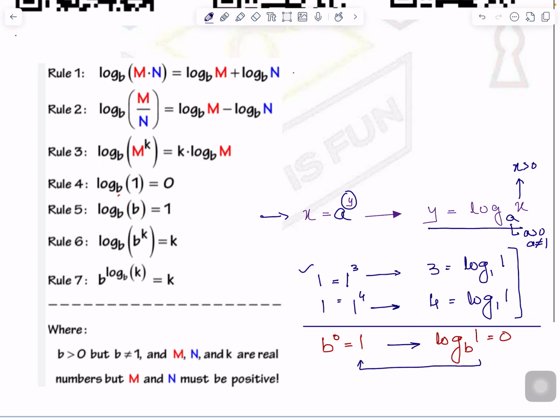Just for your revision, this is your product rule. This is called the quotient rule. When 2 numbers or 2 functions are multiplying, we can split them with a plus sign in between. When they are dividing, split them with a negative sign in between. This is called the power law. The index comes here as a multiplier. You can see here k has come here from k or from m.